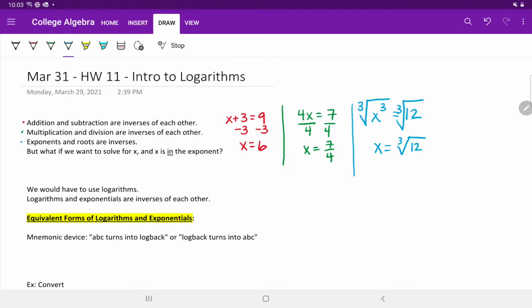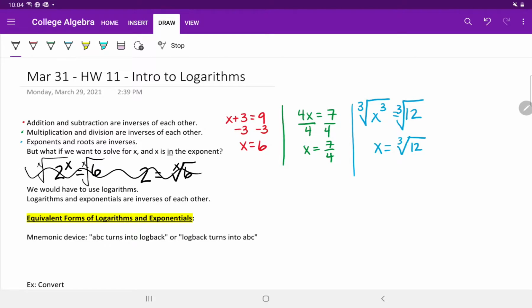So what happens if we want to solve for x, but x is in the exponent itself? Something like 2 to the x equals, let's do 6. If I wanted to get x by itself on one side, you might think, okay, maybe we can take the x root of both sides. So the x root would give us 2 equals the x root of 6. Well, that doesn't really help us get x by itself on one side. So this approach is not working.